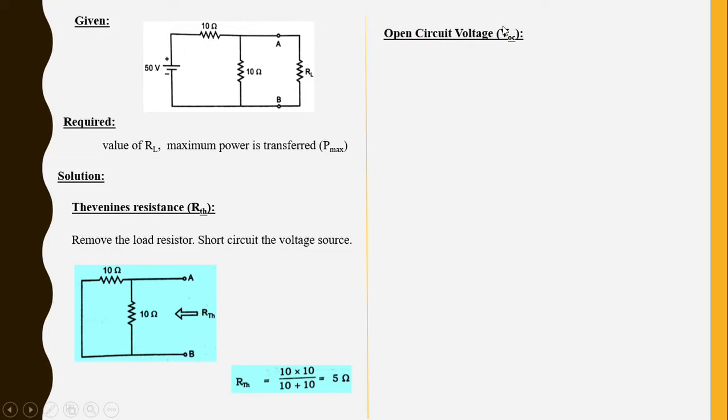Second step, to find the open circuit voltage, we have redrawn the circuit diagram without considering the load resistor. Yes, load resistor has been removed now, and the terminals A and B kept it open. In this condition, we are going to find the open circuit voltage.